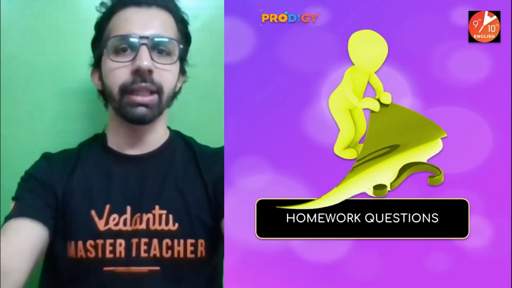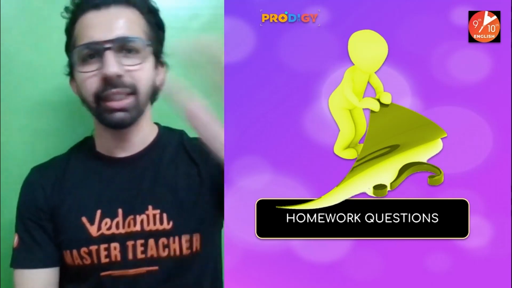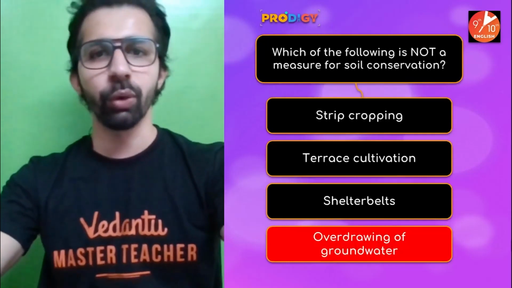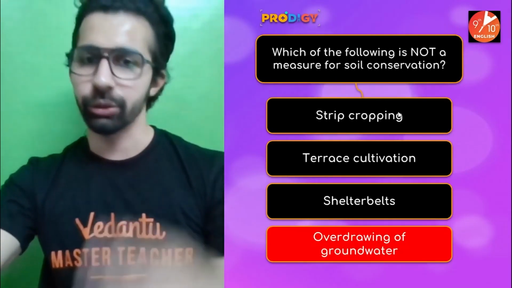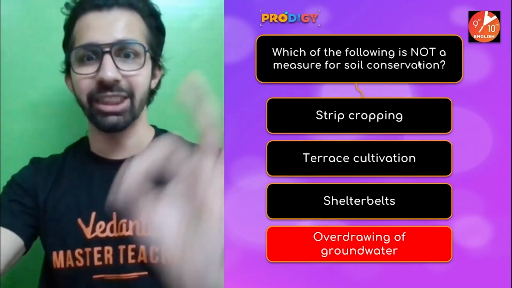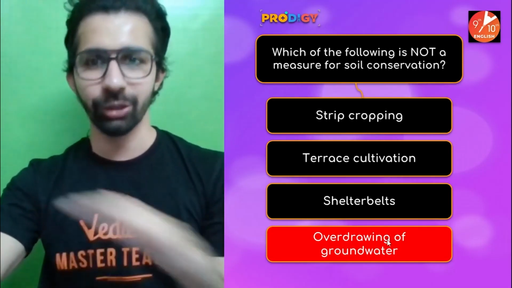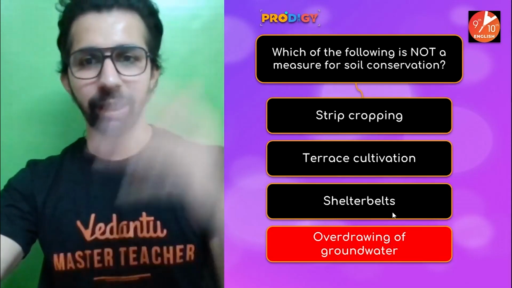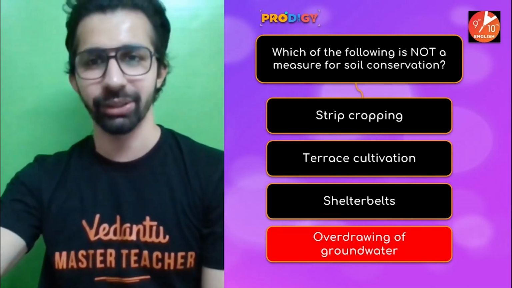Last time I gave you some homework questions, and many students gave the right answer in the comment section, but I have selected 3 students who gave the fastest answer. Let's see the question first. The question was, which of the following is not a measure for soil conservation? There were 4 options given to you. The answer is overdrawing of groundwater. This is not a measure of soil conservation. The above 3, strip cropping, terrace cultivation and shelter belts, come under soil conservation.